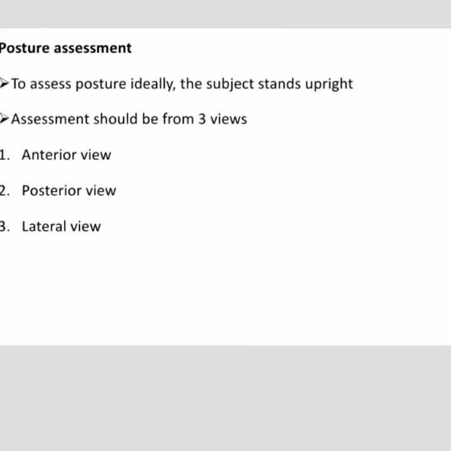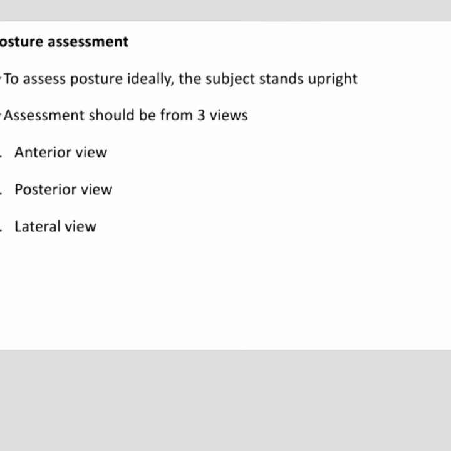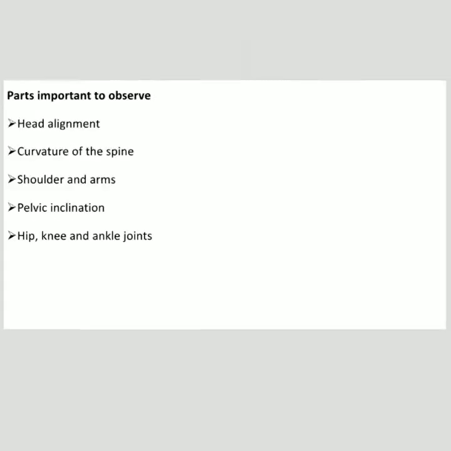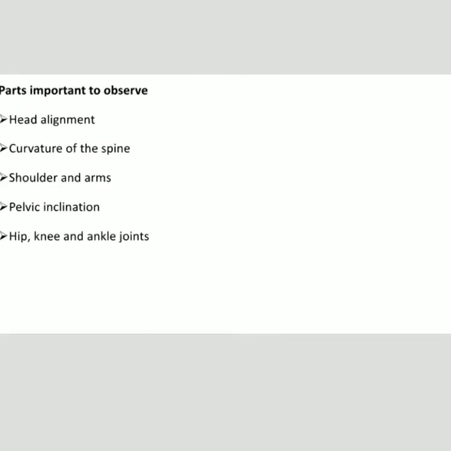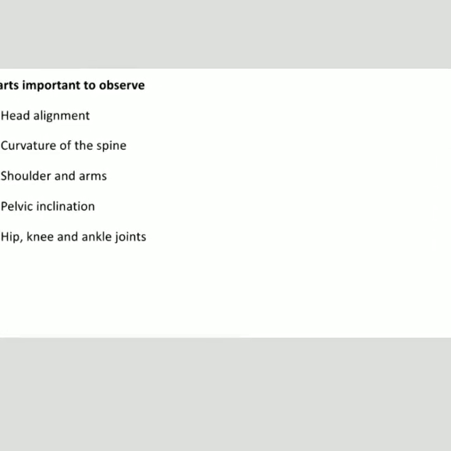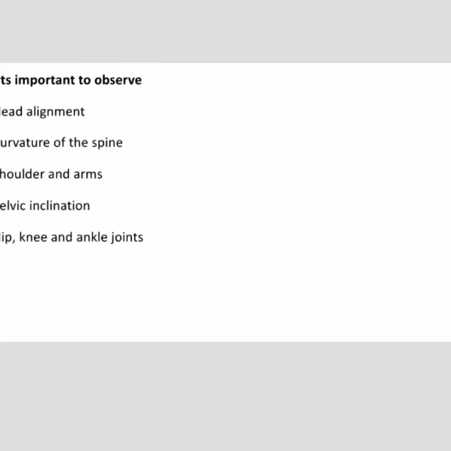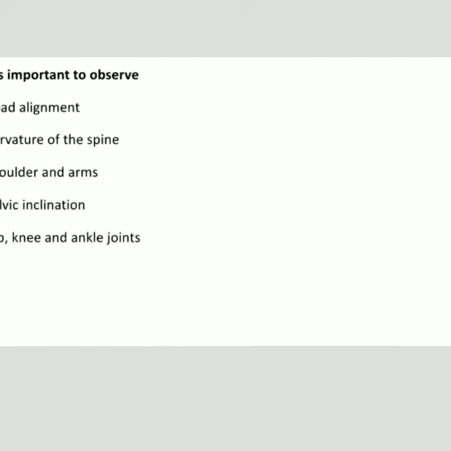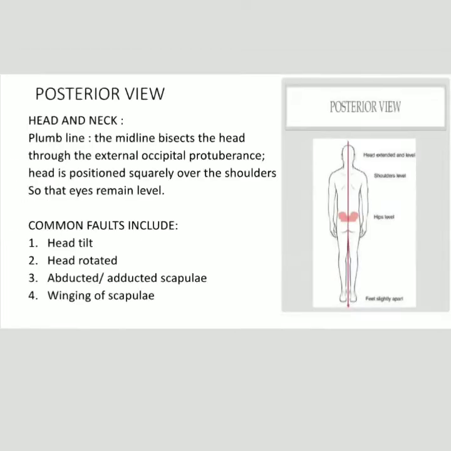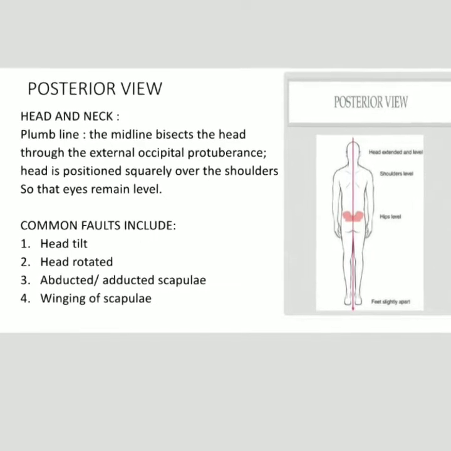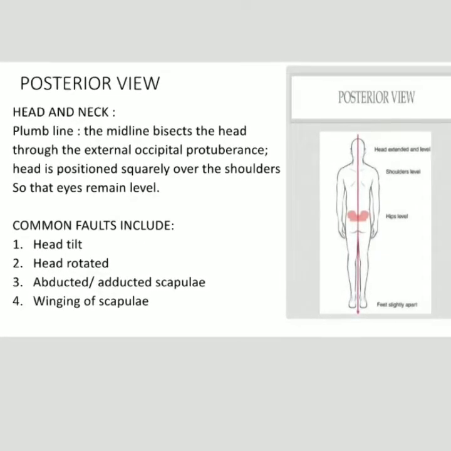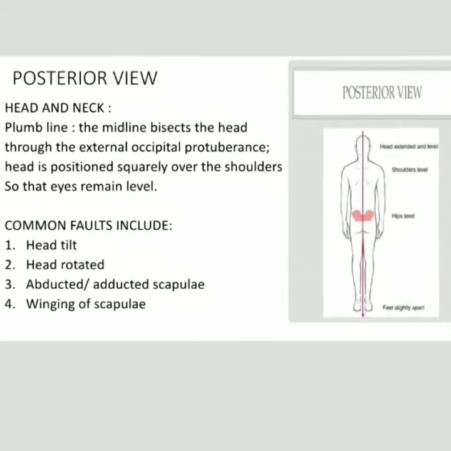Postural assessment. To assess the posture ideally, the subject stands upright. We have to observe the patient in anterior view, posterior view and lateral view. What are the parts to observe? Head alignment, curvature of the spine, shoulder and arms, pelvic inclination, hip, knee and ankle joints. First comes the posterior view.